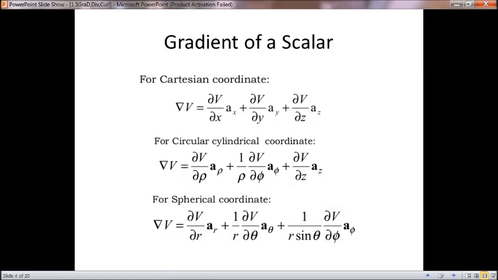The function v here is a scalar one, but whenever it comes as the gradient of v, it becomes a vector with components in x y z or rho phi z or r theta phi. So that's about the gradients.